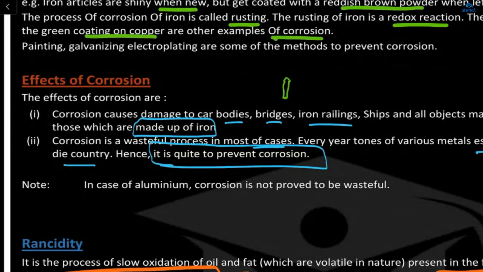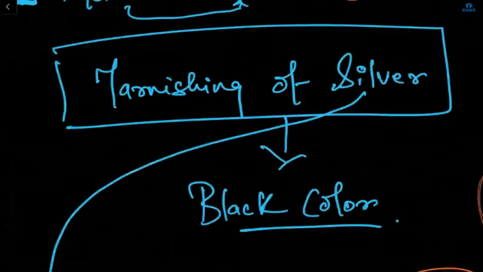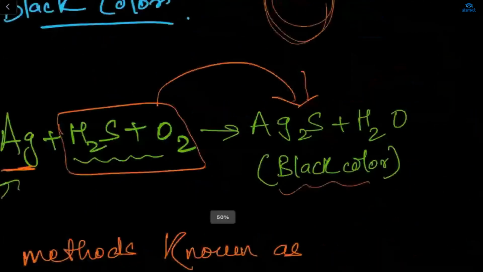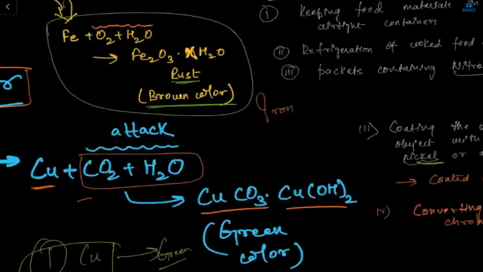For green, green is for which metal? Copper. Brown is for iron, and black is for silver. See, black is for tarnishing of silver. Tarnishing of silver is in black color, and this is the reaction. And you have to remember the reaction of all these three: green color, brown color, and black color.